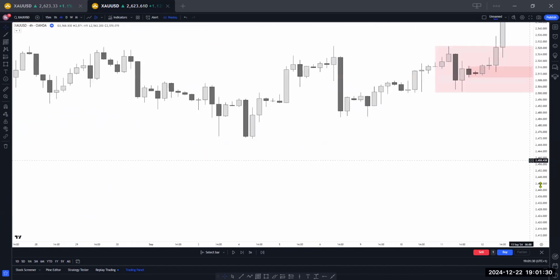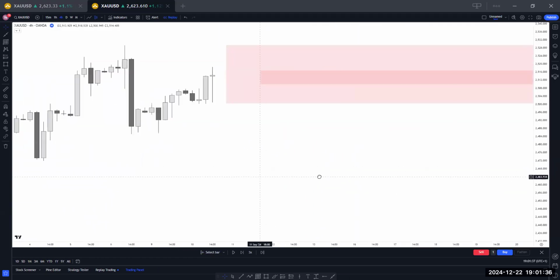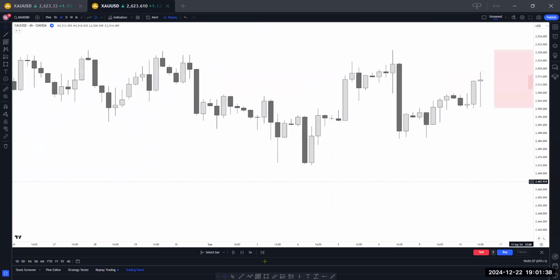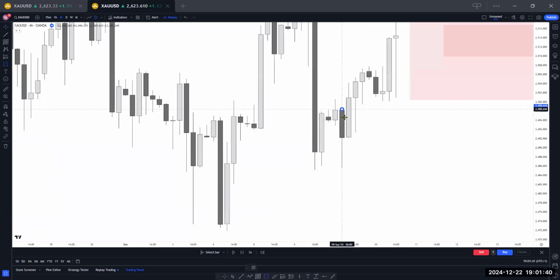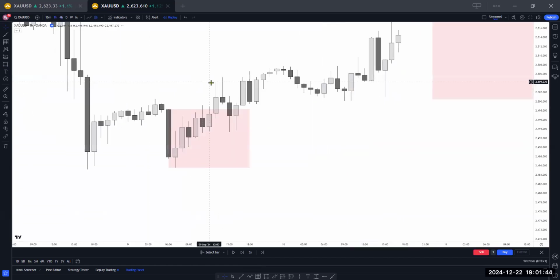Let's see this example. Okay, very good. Let's see this one, this area. Okay, so this is an engulfing. This one. This is the big engulfing. So now let's go to H1.